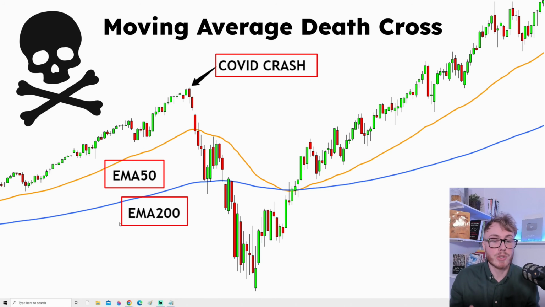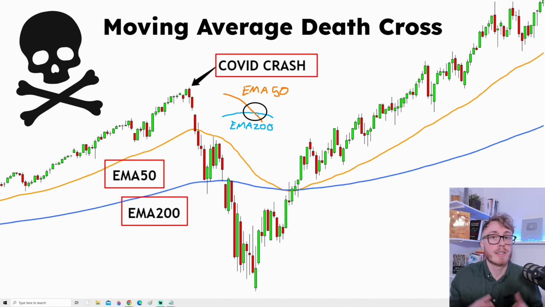Using 50 and 200 are the most common values here for the death cross, but you don't have to use the EMA. Some traders use the SMA for the death cross. So let's say that this line right here is our exponential moving average with 200 period, and this line right here is our EMA 50. The death cross happens when the shorter period moving average crosses below the longer period moving average. And this right here should be a bearish signal.